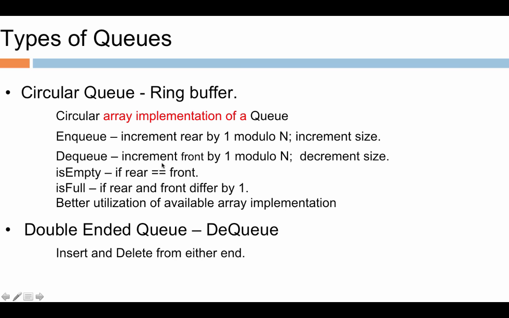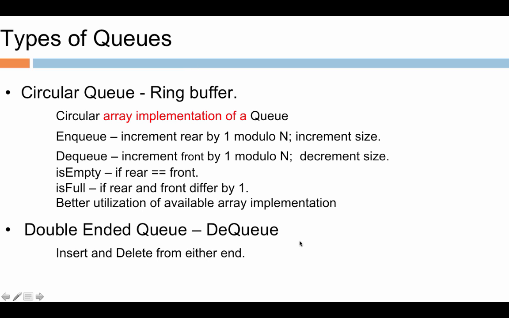And the enqueue operation incremented the rear by 1 modulo n, and the dequeue operation incremented front by 1 modulo n. The queue was empty if rear is equal to front, and it was full if rear and front differ by 1. And it is a better utilization of the available array in this particular implementation. So therefore, we have a special kind of implementation of the queue data type, which is the circular queue. Sometimes it is also called a ring buffer.